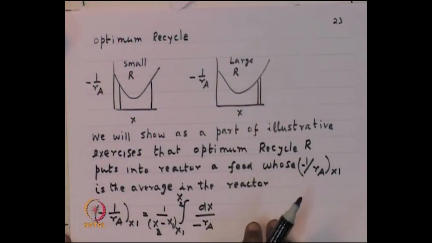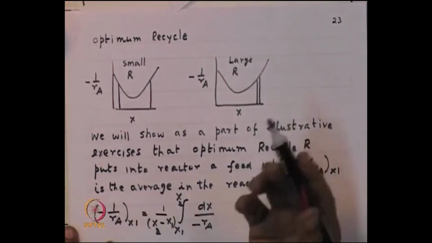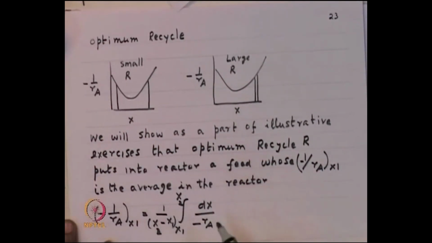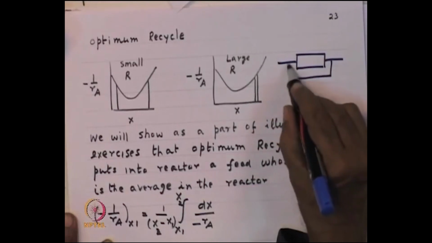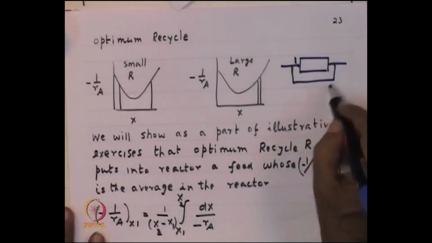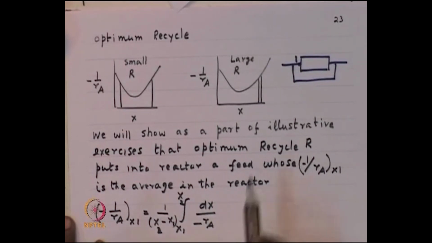What result is that? That an optimum exists, you can tell by looking at the shape of this curve. What is the optimum? You will be able to show, but we have not done it here, it is an exercise, that the optimum recycle puts into position 1 a feed which actually satisfies this relationship. What is this relationship? The optimum recycle, that means the reaction rate at this point, which is 1 by R A at X 1, is the average of this whole thing. What is this term?